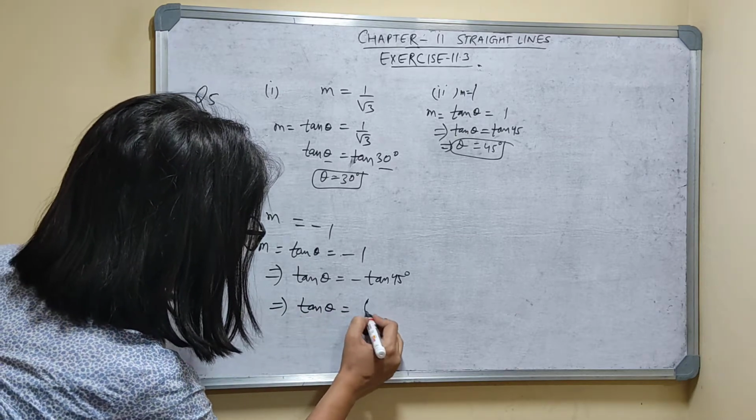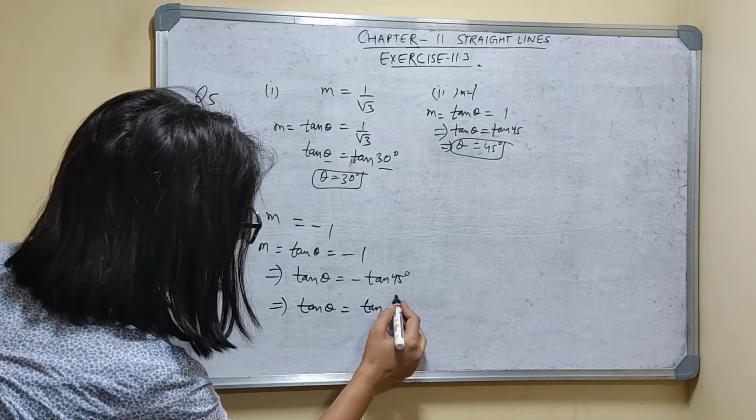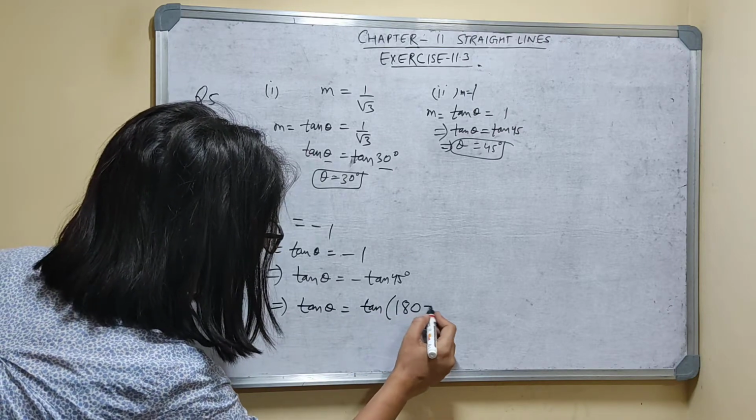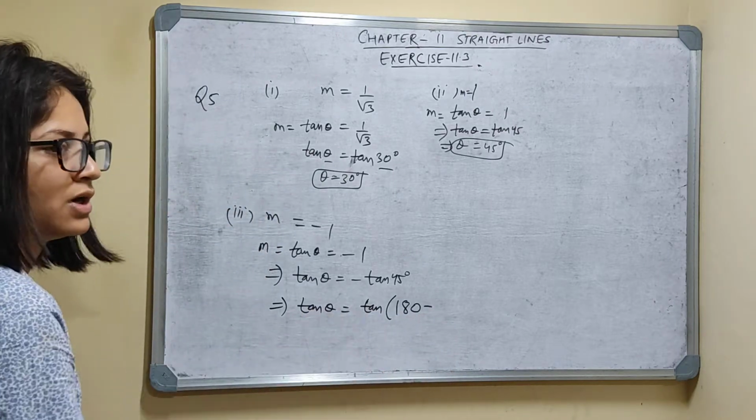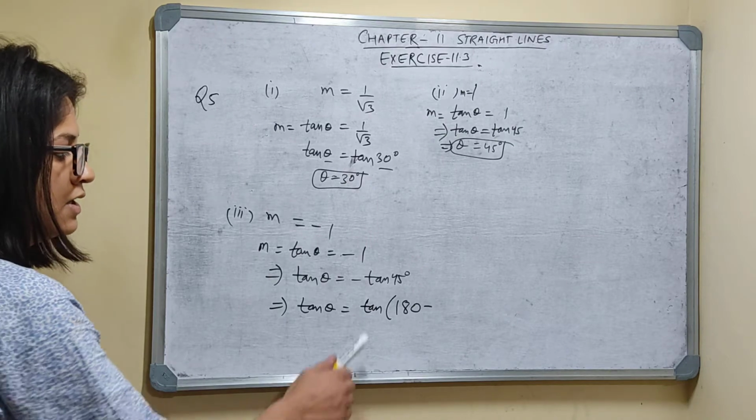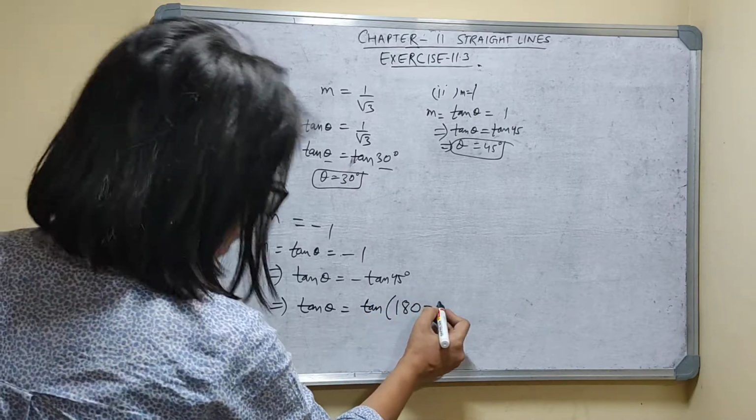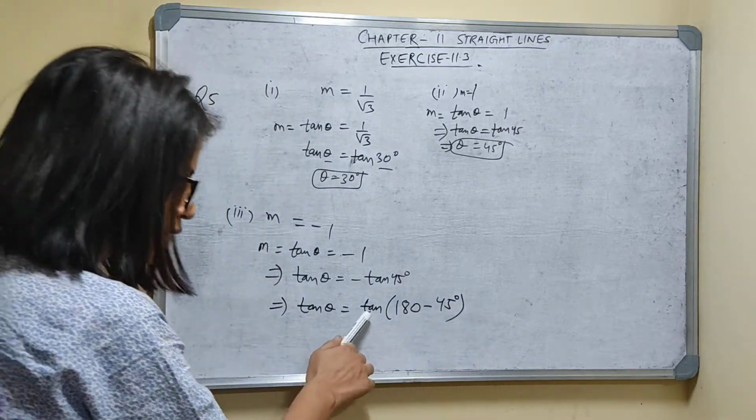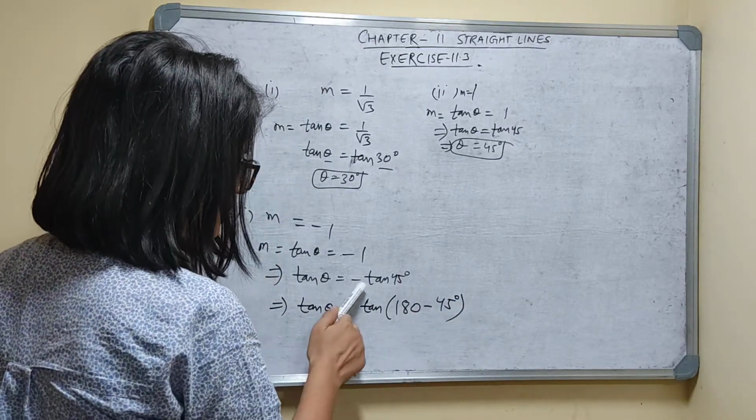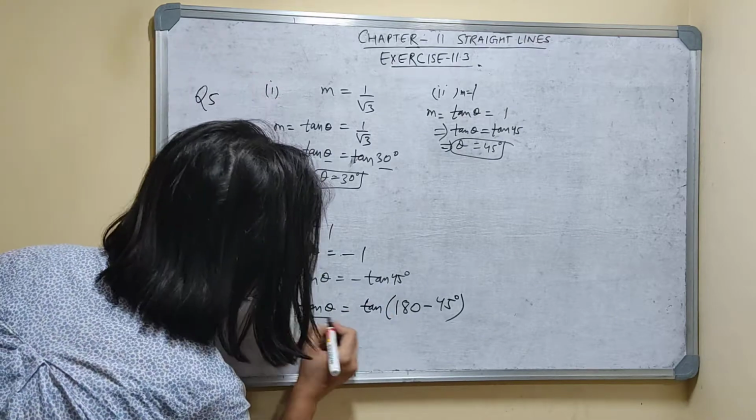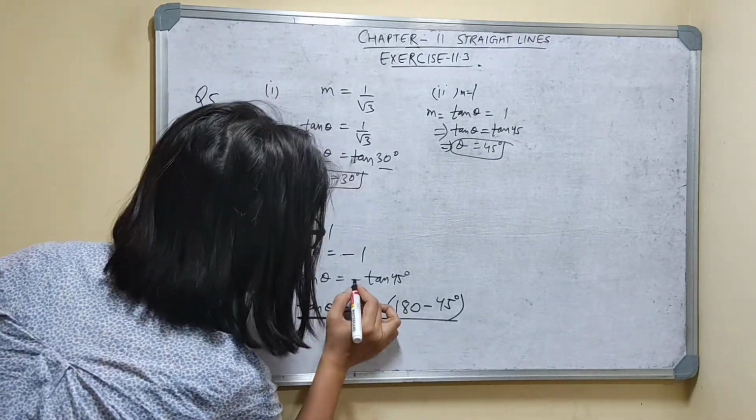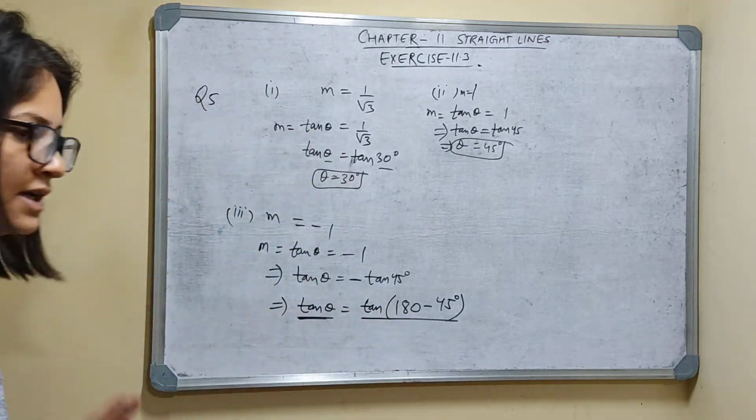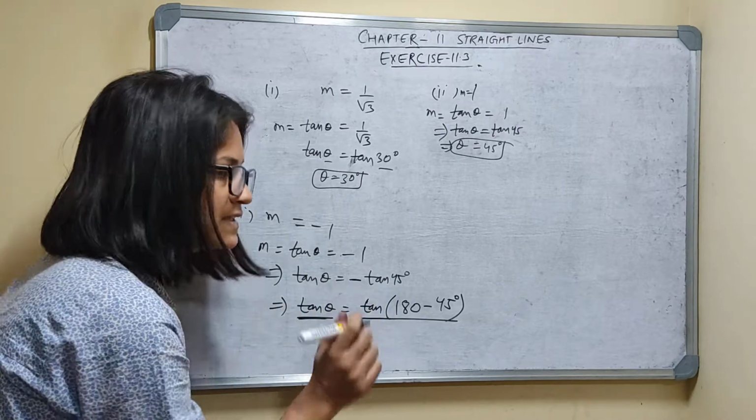Here also I want what? Tan. I don't need here minus sign. So I know tan 180 minus theta will be what? Minus tan theta. So tan 180 minus what will I do here? 45. Because I know tan 180 minus theta is what? Minus tan theta. Because I have to equate tan theta with tan, I don't need here minus. Is it clear? So tan theta is equal to minus tan 45.